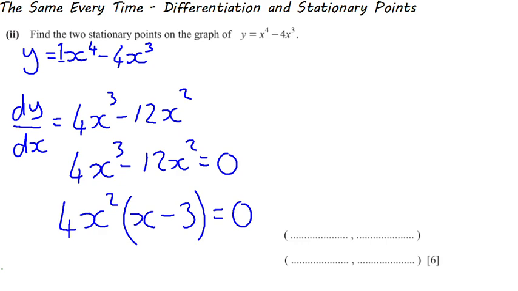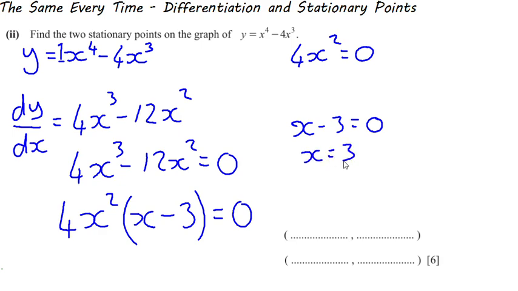Right, so we are almost there with solving this one. Because we have 2 things multiplied together, either 4 times x squared equals 0, or x minus 3 equals 0. Well, if x minus 3 equals 0, x equals 3.